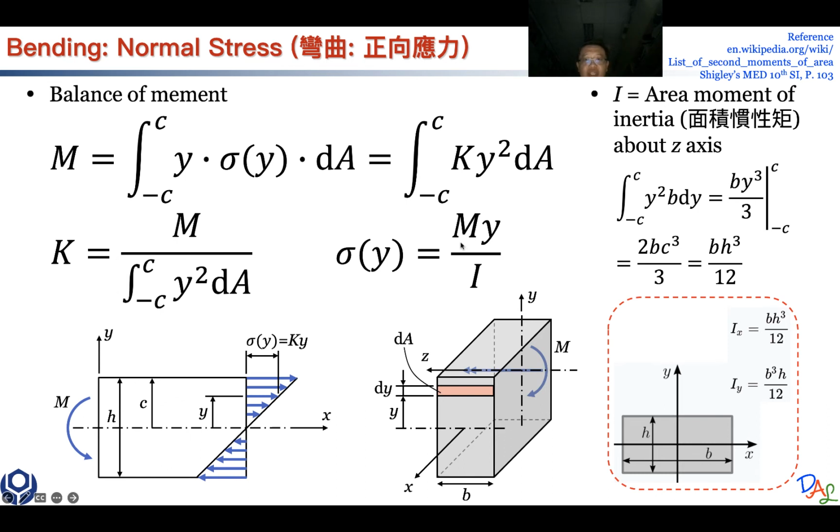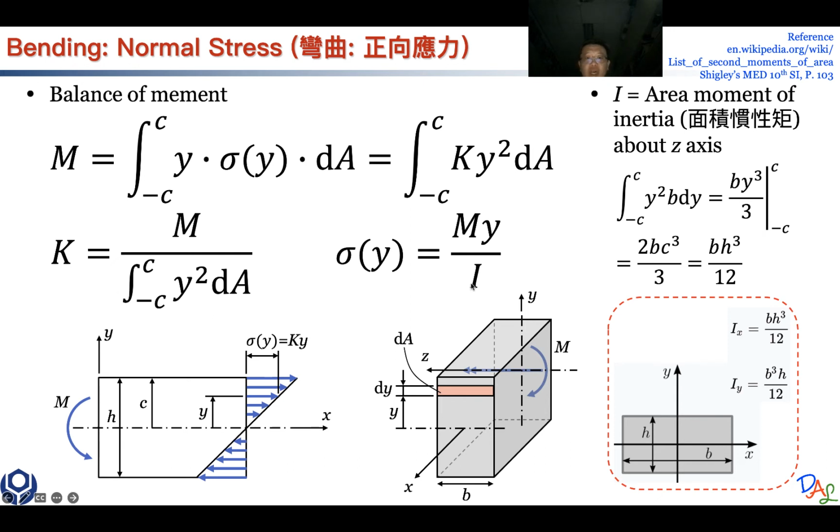It could be calculated by how much moment you are applying on the left hand side, and also the position you are observing, y right here, and also I is a geometrical parameter. So it really depends on what kind of geometry you have. If you have a different shape, I changes. If you have the same material but a different orientation, I changes.